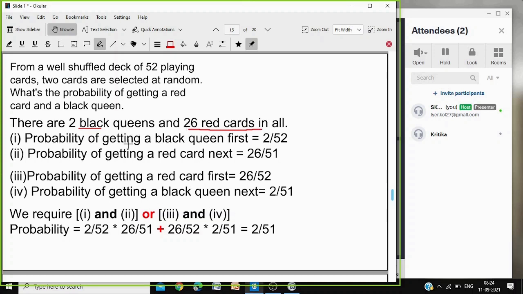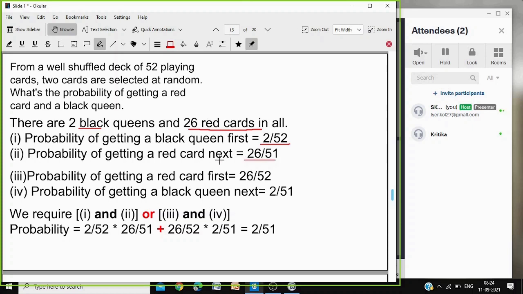Now, first is the possibility of getting a black queen first. Out of 52, there are 2 black queens, so your probability is 2 by 52. Now one black queen you have already taken, so the remaining cards will be 51. The second time, the number of cards will be only 51, and there are 26 red cards. So the probability will be 26 out of 51.